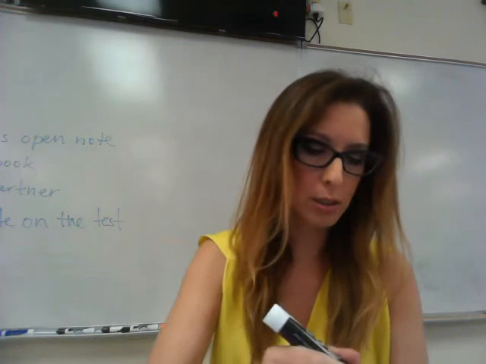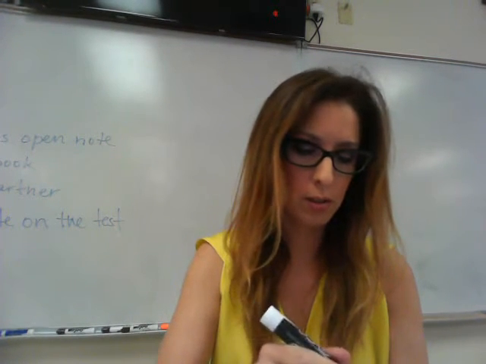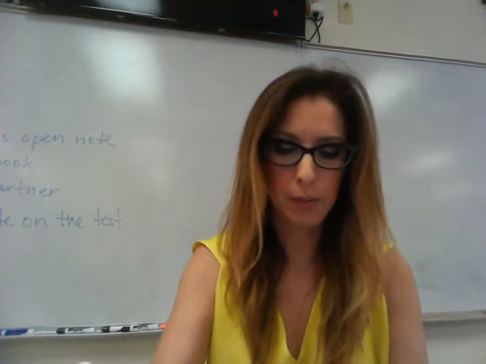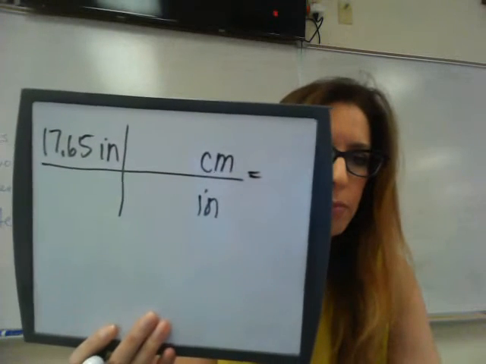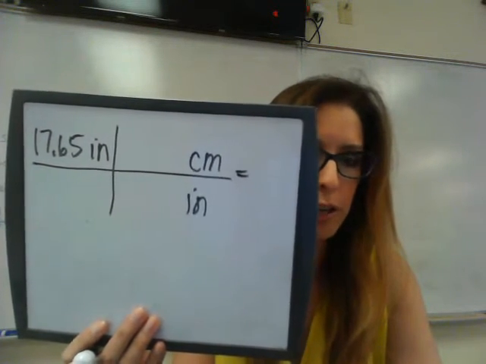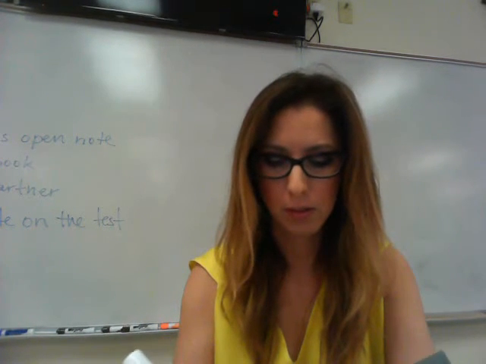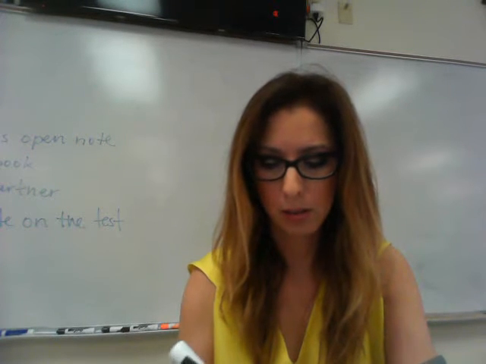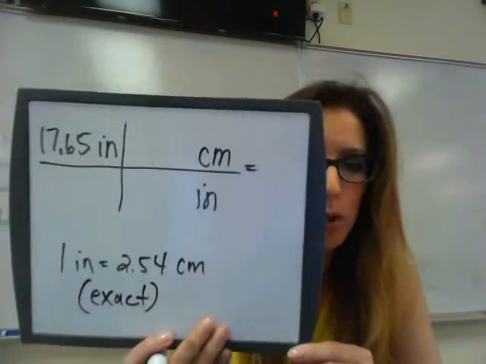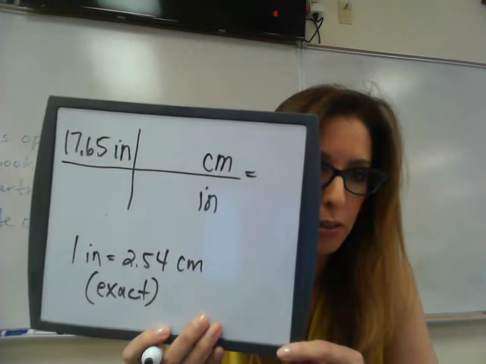Okay, now if we go on and we take a look at student exercise number 12 and we convert 17.65 inches to centimeters. We're going to set it up so it looks something like this. We're using 1 inch equals 2.54 centimeters, which is exact. And the number 1 has infinite sig figs, and so does the 2.54. So that means this won't affect the sig figs in our final answer.